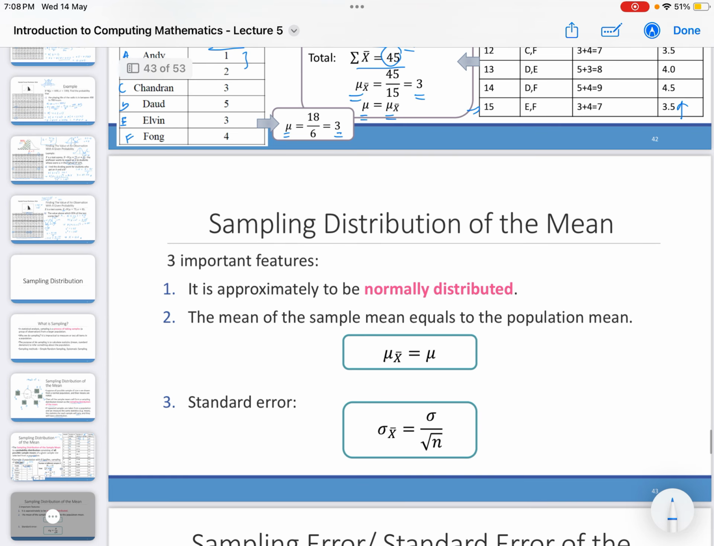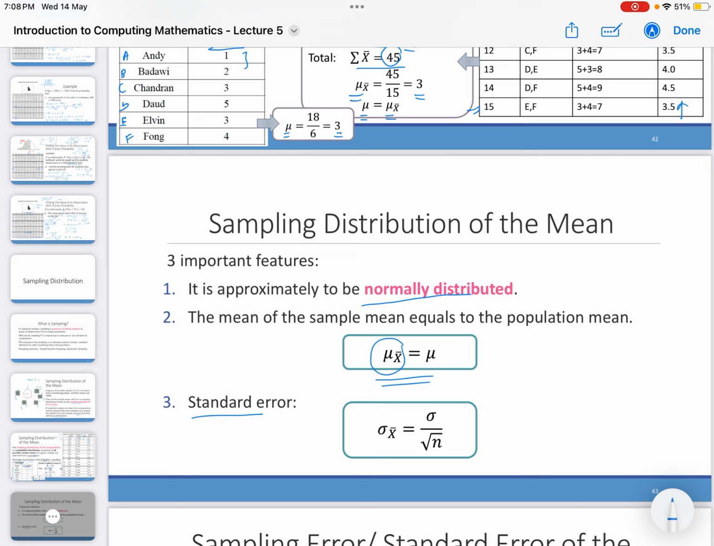These are the important features of the sampling distribution of the mean. The first one is that it is approximately normally distributed. Approximately, but it's not true for all cases. In certain cases, yes, it is normally distributed. Then the mean of the sample means equals the population mean, which I just showed using the previous example. Mu sub x bar, the mean of the sample means, equals the population mean.